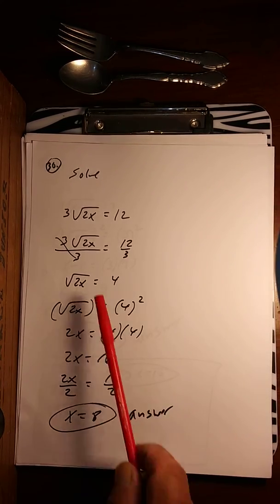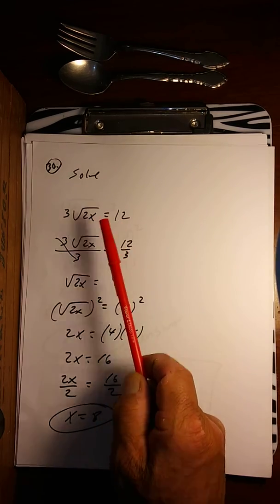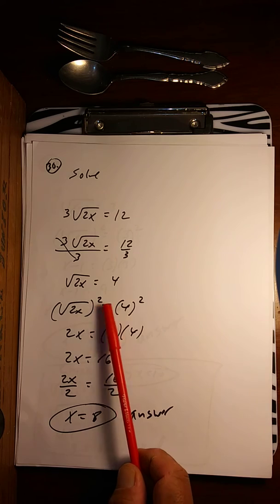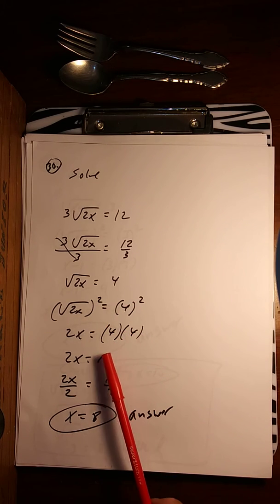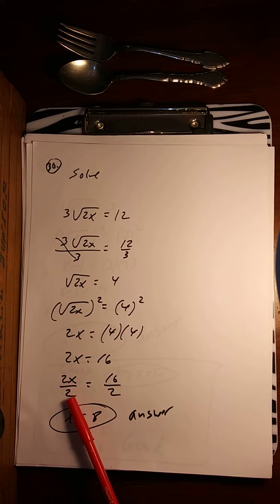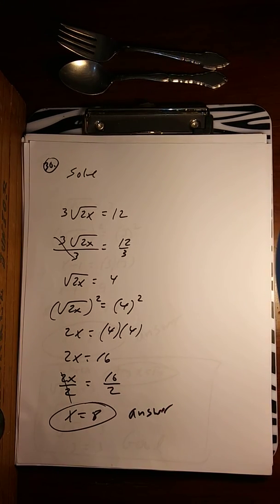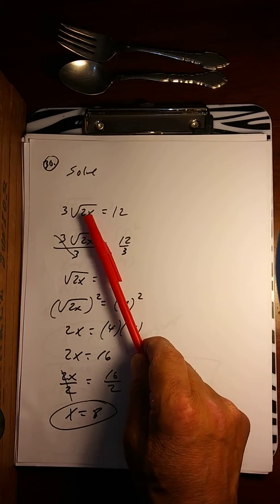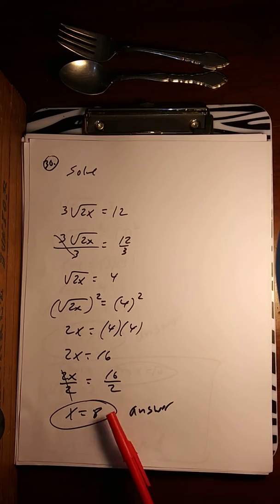This one. 3 times square root of 2x equals 12. Divide by 3, divide by 3. So this is 4. Square both sides. So now we have 4 times 4 is 16. 2x equals 16. Divide by 2, divide by 2. And these are gone. So the answer is x equals 8. Does that work? Let me try this back in. 2 times 8 is 16. Square root of 16 is 4 times 3 is 12. Yeah, it works. You can check it.